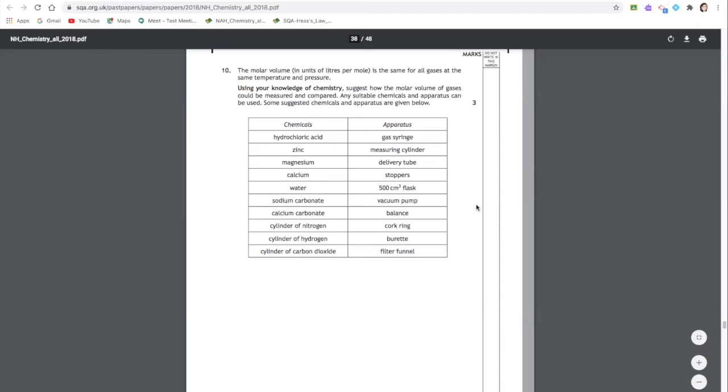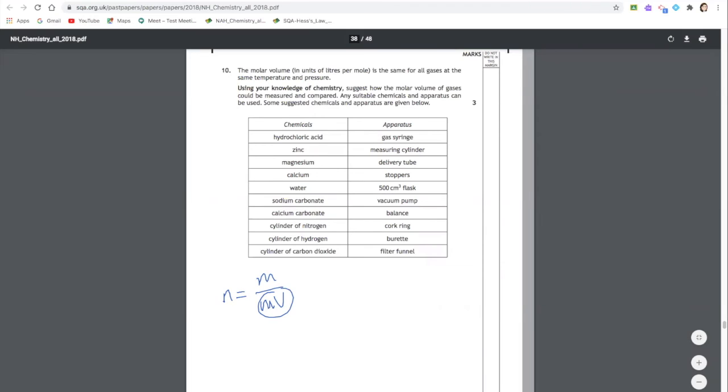However, you do have cylinders of gases, so you could just use a defined volume of them. You've got a 500 centimetre cubed flask here, so you could fill the 500 centimetre cubed flask with 3 different gases out of the cylinder and measure the mass. And then what you would want to do to work out the molar volume would be to use this relationship. So number of moles is equal to the mass over the molar volume. So you're trying to find out molar volume, so you'd rearrange this to work out what the molar volume is.